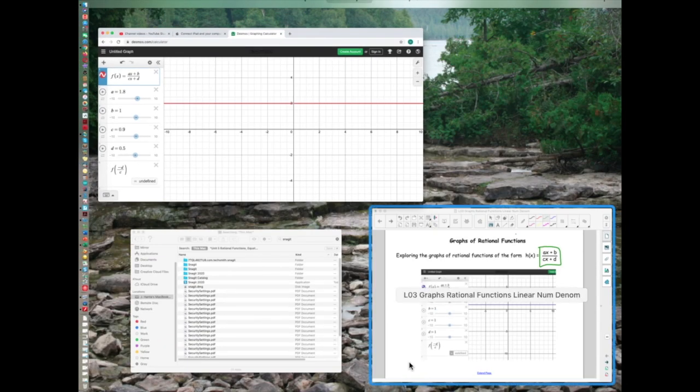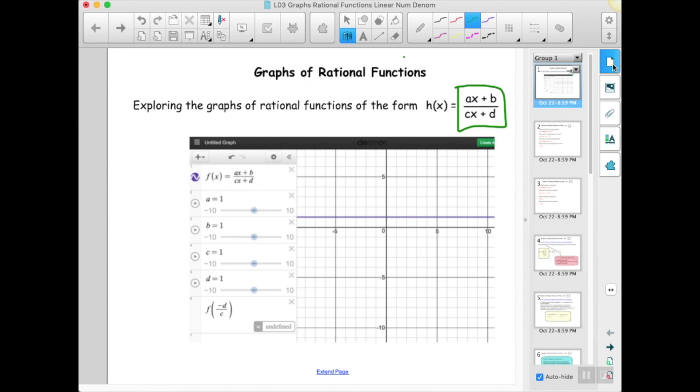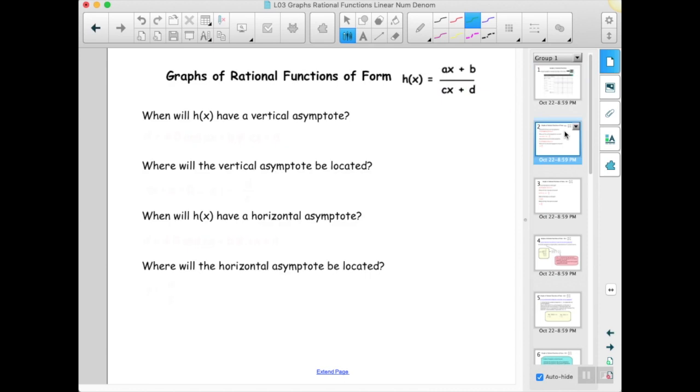Alright, so now let's take a closer look at some analysis. What kind of analysis is expected of you? And then an exemplar will be posted.